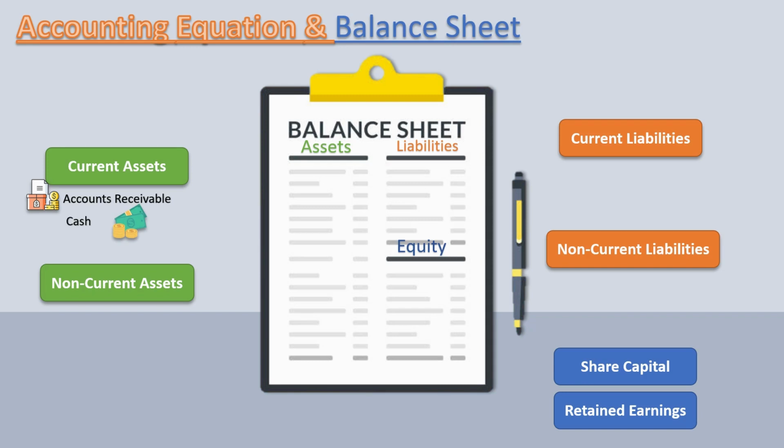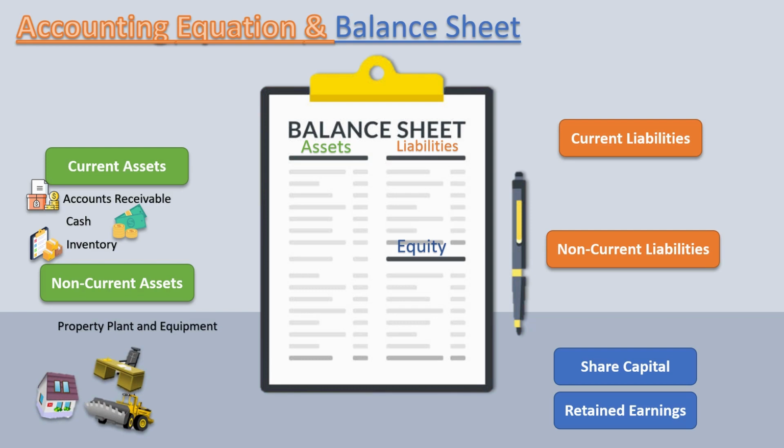Inventory. This is a current asset account that consists of all raw materials, work in progress, and finished goods that a company has accumulated. Equipment. Part of the property, plant, and equipment or PP&E account. Equipment is a tangible capital asset that is used to generate revenue and profit.